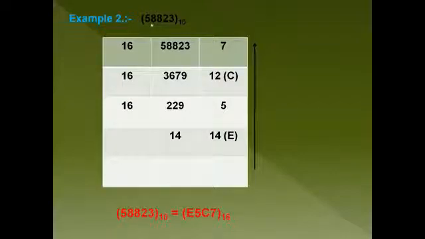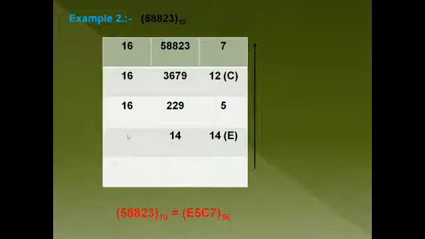Now this is the second number, 58823. We will divide this by 16. Quotient 3679, remainder 7. Then we will divide this 3679 by 16, quotient 229 and remainder will be 12. Again we will divide it. This 229 by 16, remainder 5, quotient will be 14.